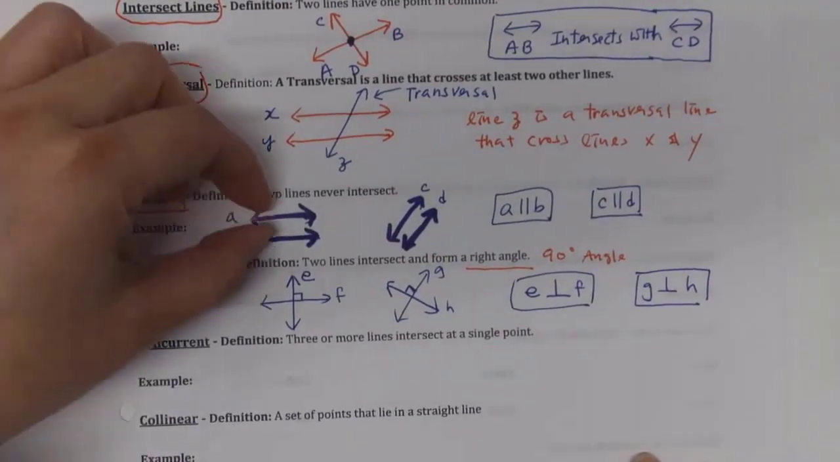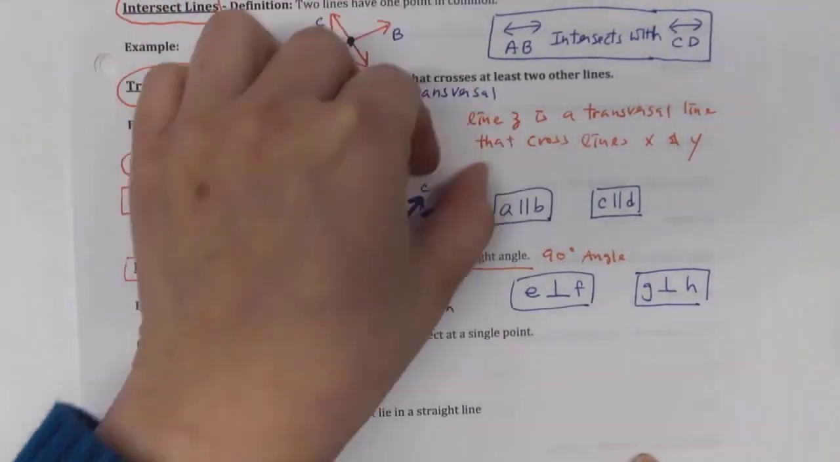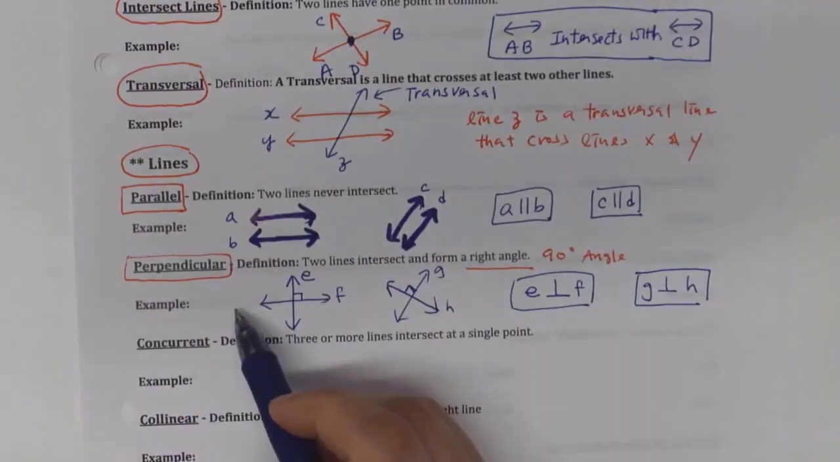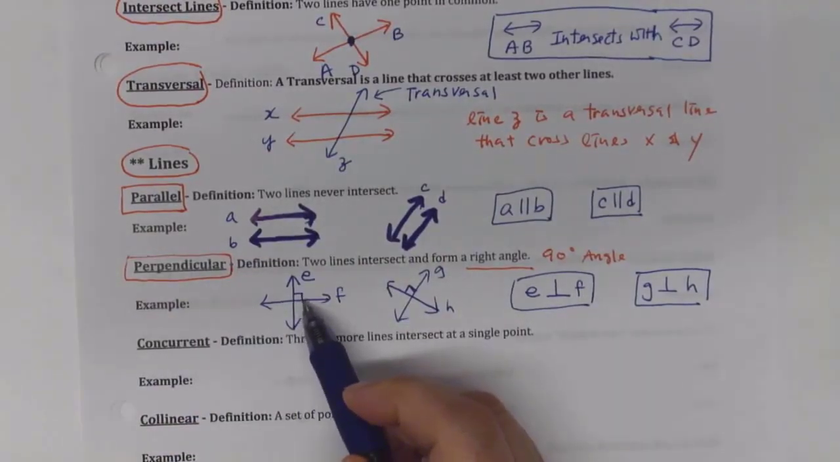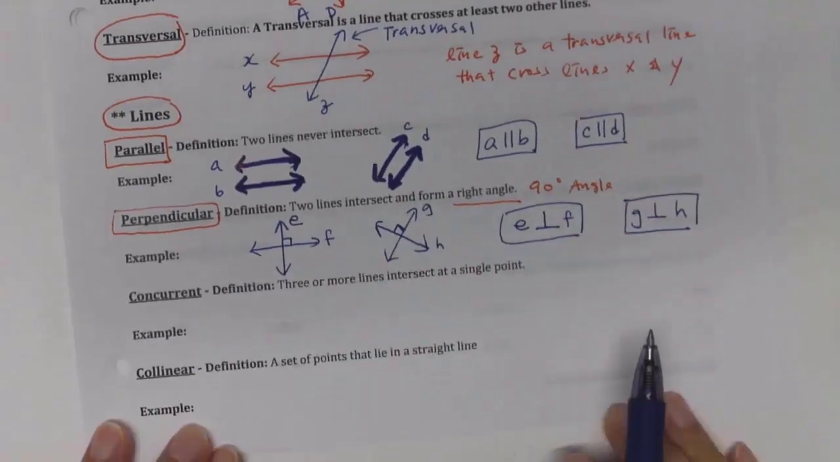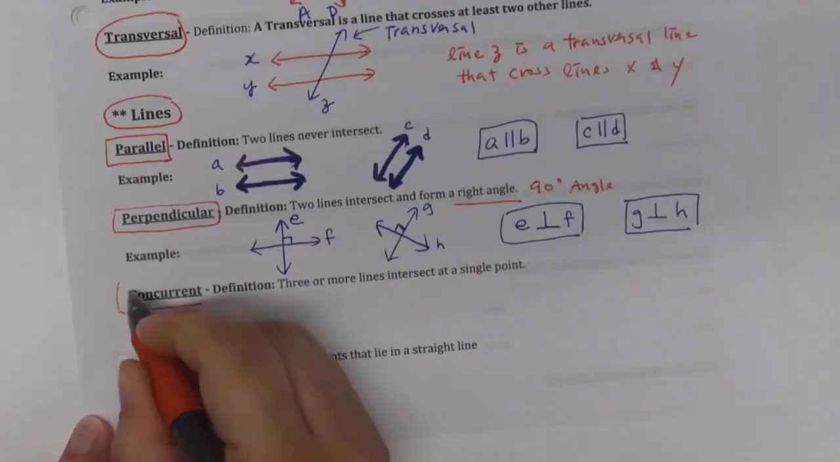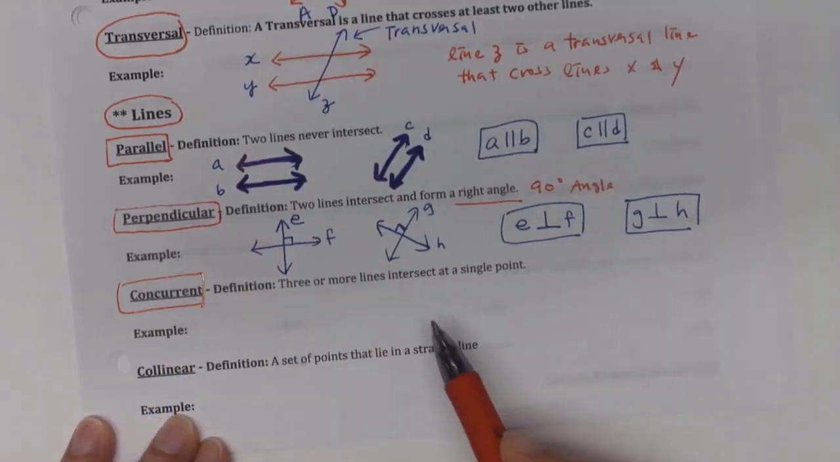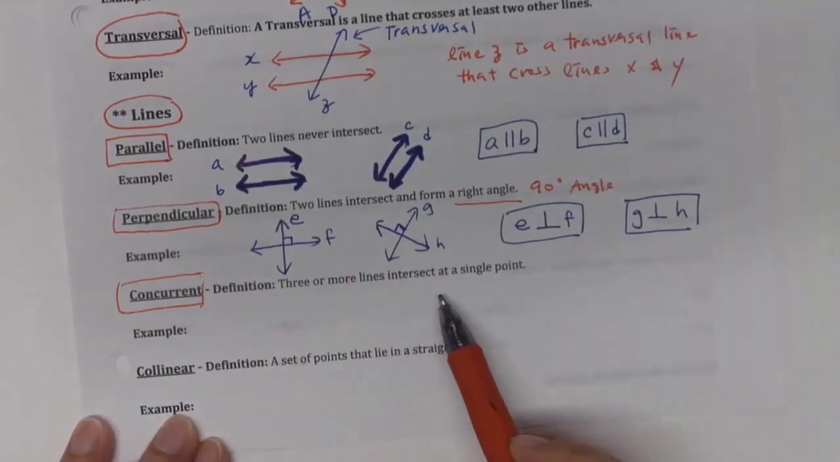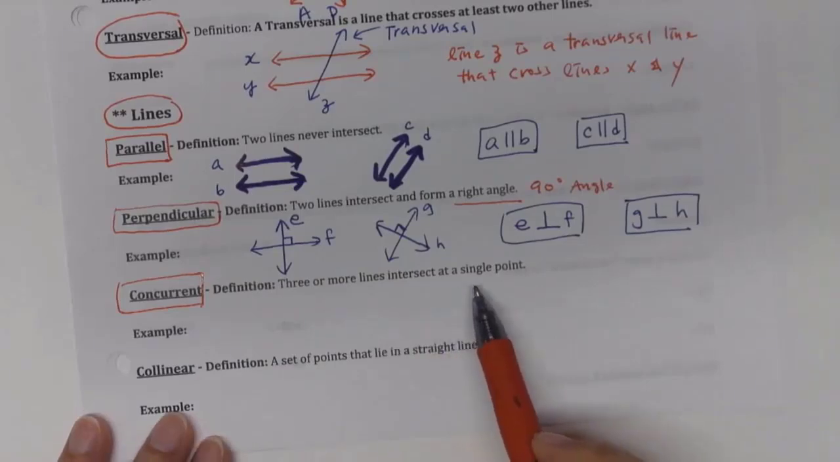Parallel lines are two lines that never cross each other. Perpendicular lines cross each other and form a right angle, meaning a 90-degree angle. And then we have concurrent lines. Concurrent lines means three or more lines intersect at the same single point.